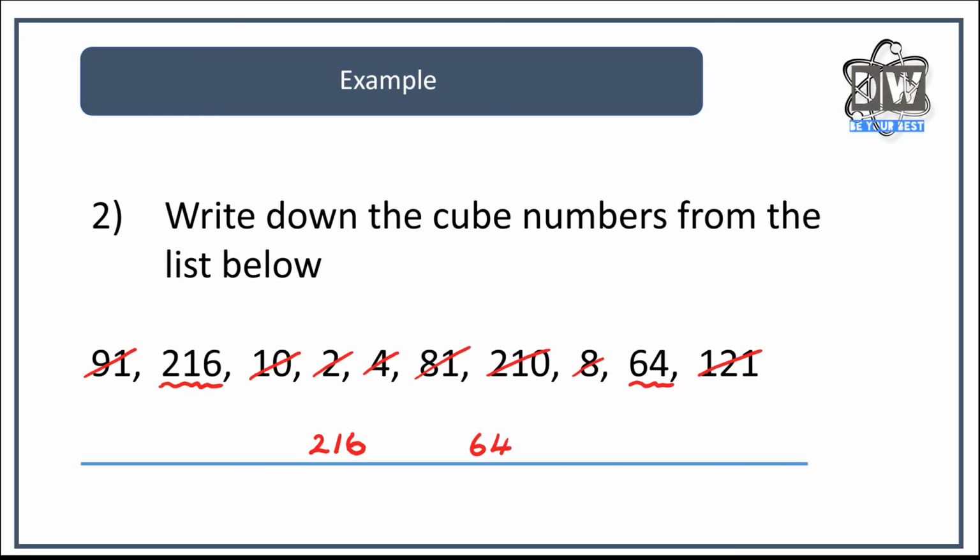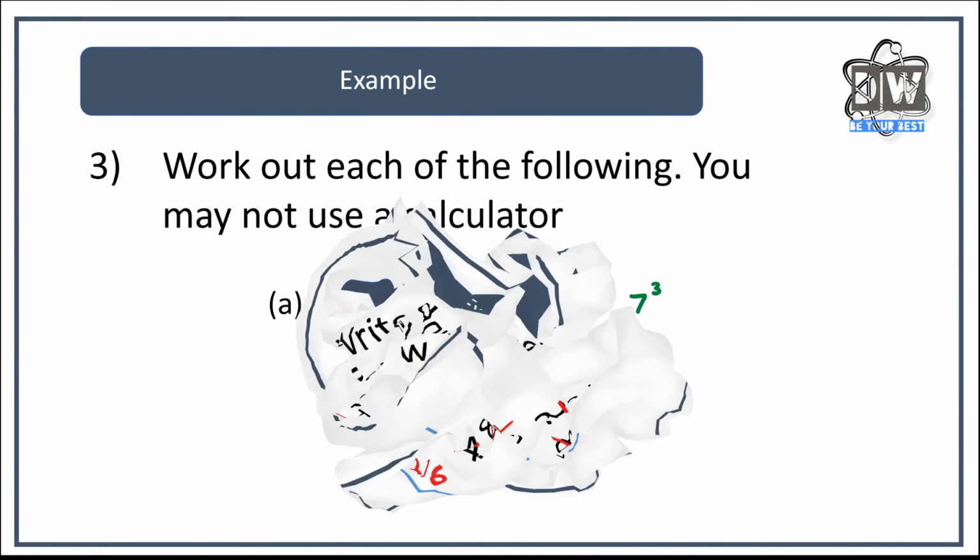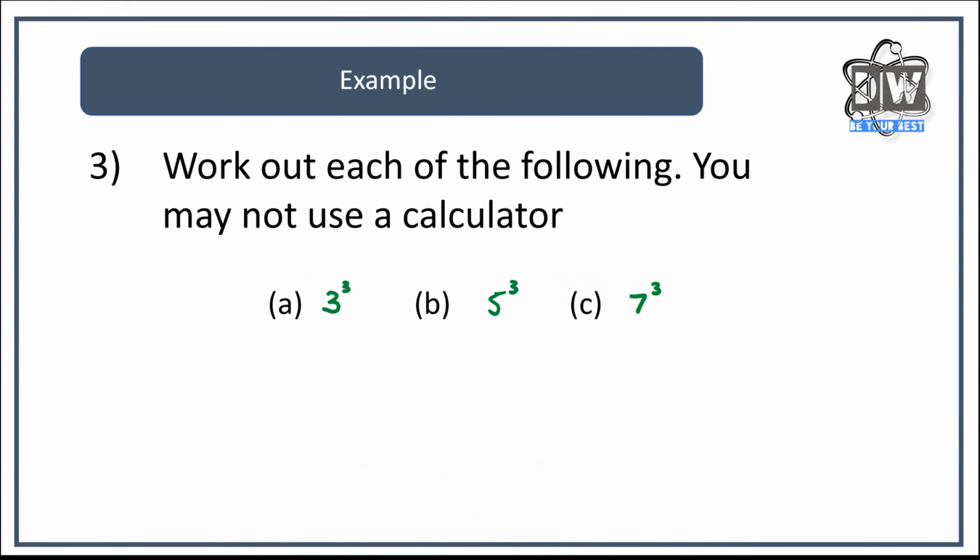Okay, so hopefully you've done well there. Let's look at another example. Work out each of the following. You may not use a calculator. So take your time. I will set the first one up for you. We're going to start with 3 times 3 times 3. 3 times 3 is 9. 9 times 3 is 27. Now I would like you to go and do the rest of them, please.